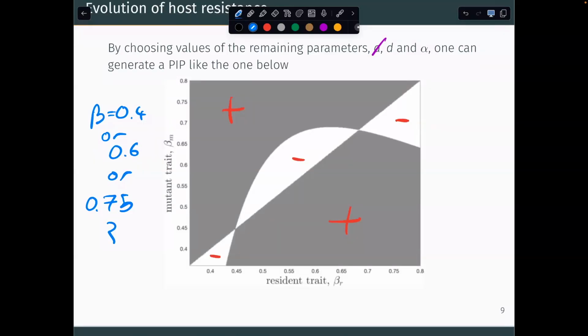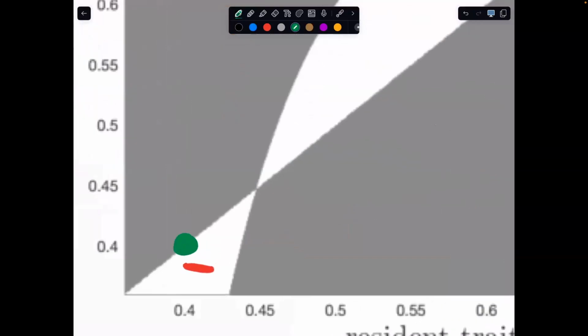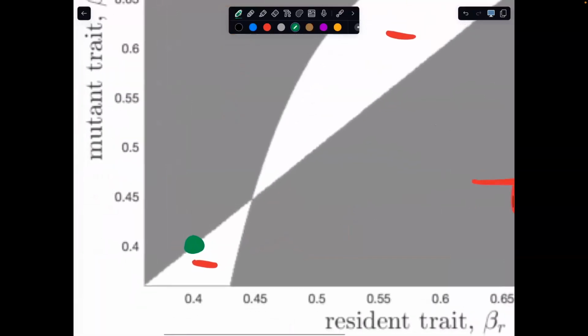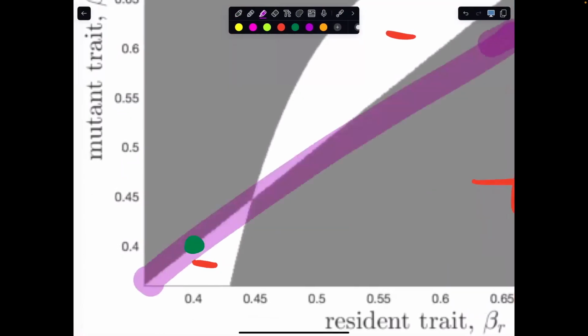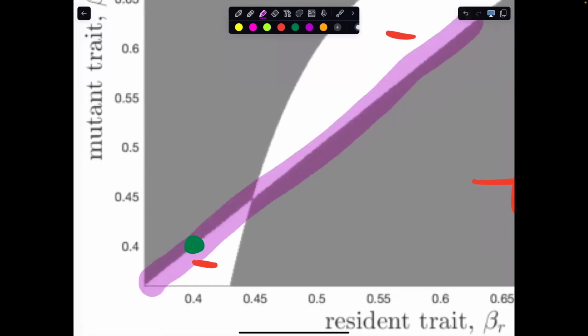Okay, let's step through these. So suppose we start off initially at beta is equal to 0.4. So we start off down here. I'm just going to zoom in for ease of sketching. Remember, when we evaluate our selection gradient, we're evaluating this when our resident and mutant traits are identical. So we're always interested in what's going on along this main diagonal. Your mutants are appearing in this narrow band around this main diagonal, okay?